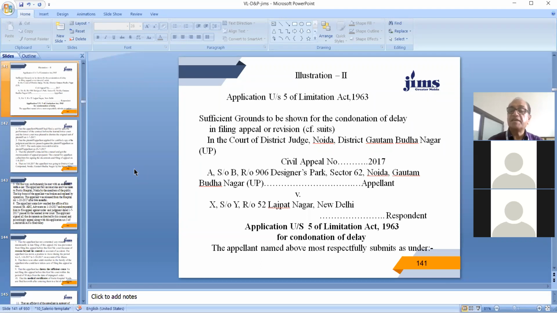The center heading is the same: application under section 5 of Limitation Act 1963 for condonation of delay. The appellant named above most respectfully submits as under.